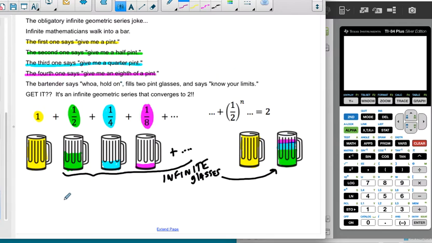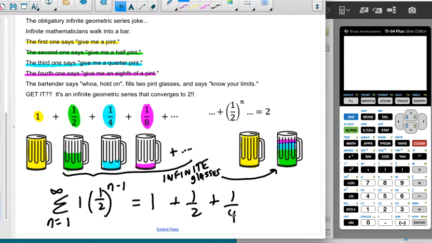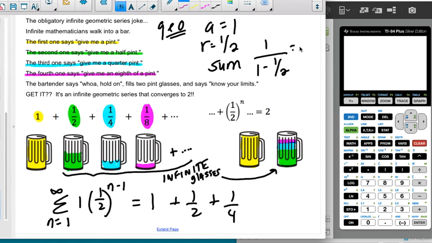So you get it, it's an infinite series joke, because this is a series where we're summing from essentially 1 to infinity, if you count the first mathematician as 1, of a times r to the n minus 1. The first person walks in and asks for a 1, the second person asks for a half. This is a geometric series where a is 1 and r is 1/2. So it's going to sum to a over 1 minus r. That's 1 over 1/2, which is how we get 2.